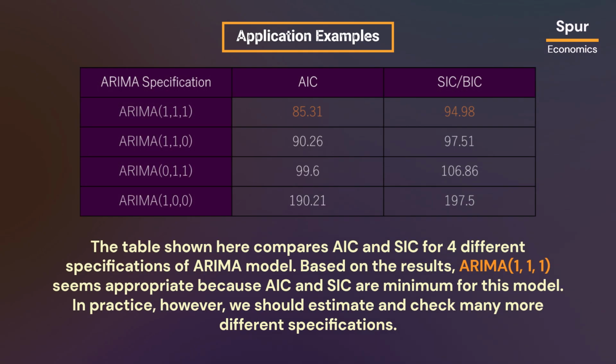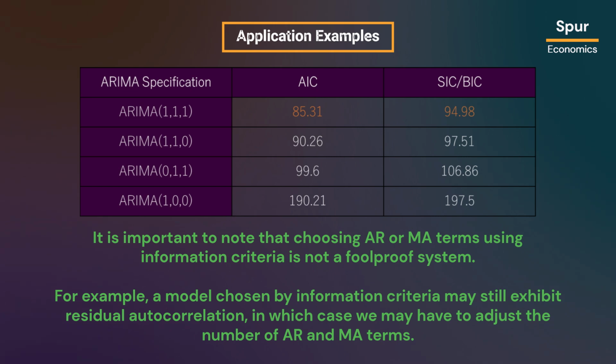The table shown here compares AIC and SIC for 4 different specifications of ARIMA model. Based on the results, ARIMA(1,1,1) seems appropriate because AIC and SIC are minimum for this model. In practice, however, we should estimate and check many more different specifications. It is important to note that choosing AR or MA terms using information criteria is not a foolproof system. For example, a model chosen by information criteria may still exhibit residual autocorrelation, in which case we may have to adjust the number of AR and MA terms.